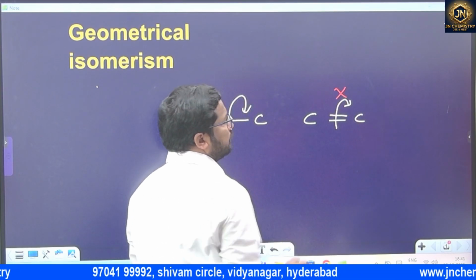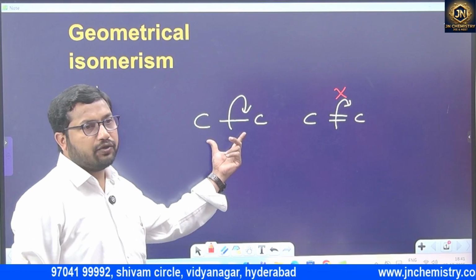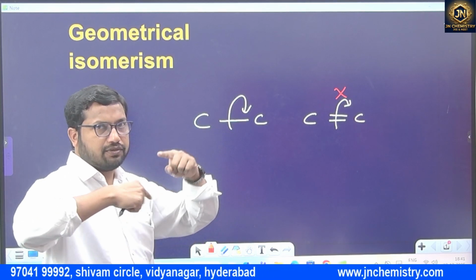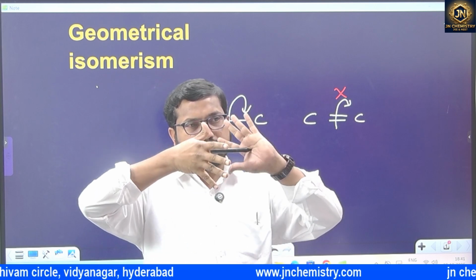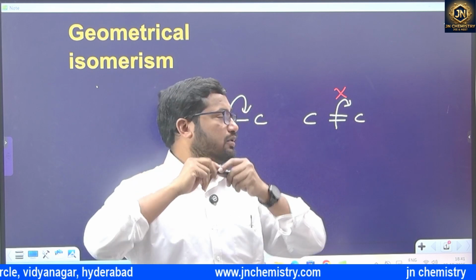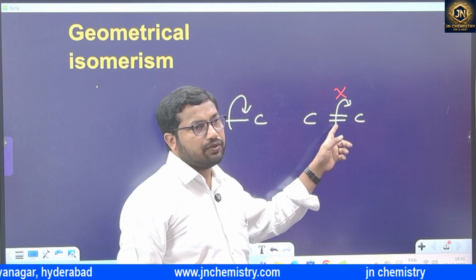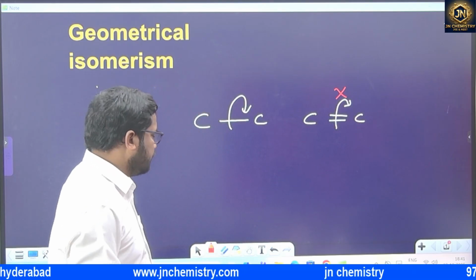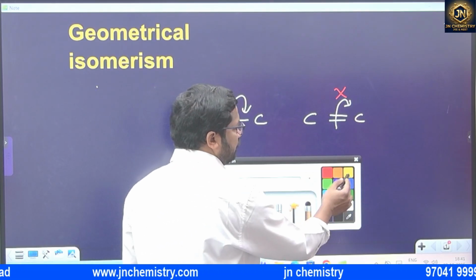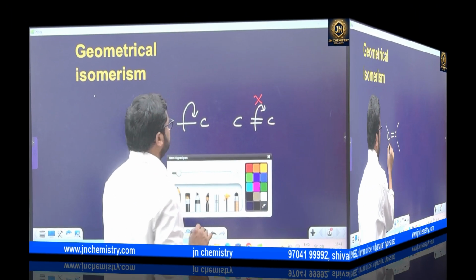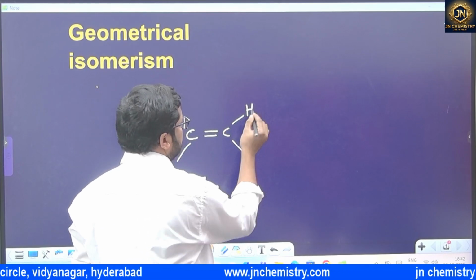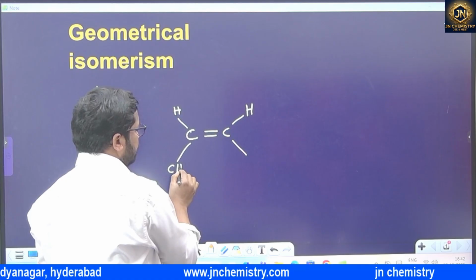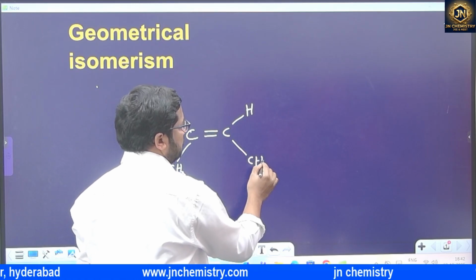Free rotation is not possible. When a C-C single bond is there, free rotation is possible, right? For example, this is a C-C single bond, so free rotation is possible. But in the case of a C=C double bond, free rotation is not possible. Write it down. In the case of a double bond, free rotation is not possible. For example, here is geometrical isomerism; particularly we will speak about cis and trans.